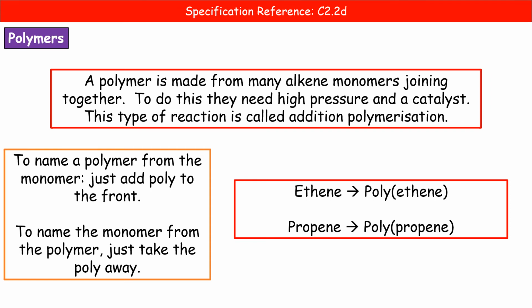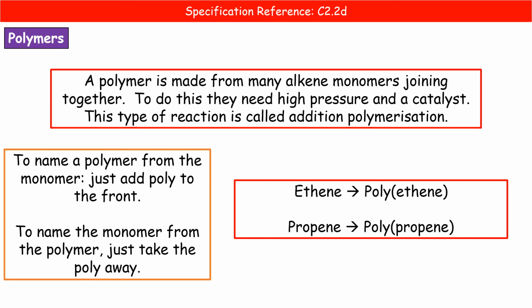We then need to consider polymers. Now, when we're talking about a polymer, what we're referring to is something made from many alkene monomers being joined together. In order to do this, they need two conditions, high pressure and a catalyst. And when this occurs, this is addition polymerization. We're literally joining the alkenes together in a big chain.